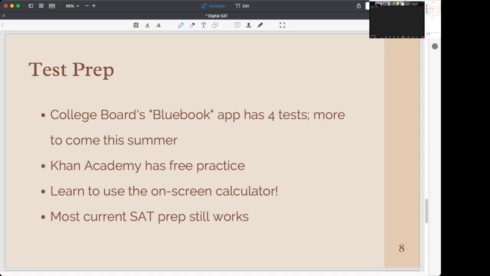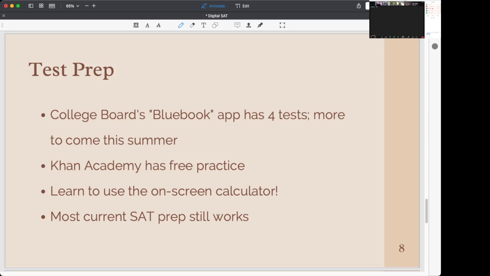3 or 4 QASs a year, and then the 8 practice tests in the big blue book. That's going to change. We're not sure how much it's going to change, but right now there's a decent amount of material. The college has the blue book app, which is the app that you would use to take the actual digital SAT. That has 4 practice tests, and so those are adaptive.